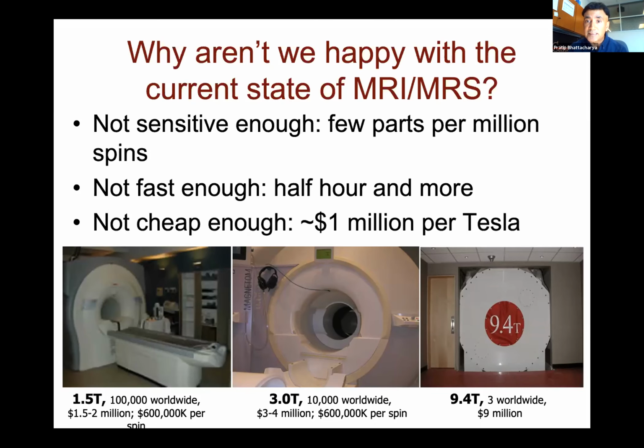I'm talking about human-scale MRI. And there are only 3 or 4 9.4T machines. The price differs by an order of magnitude: a 9.4T is about $9 million each. And the sensitivity is higher, by a couple of fold, but it has other problems with noise and so on. So it's a very expensive way of doing it.